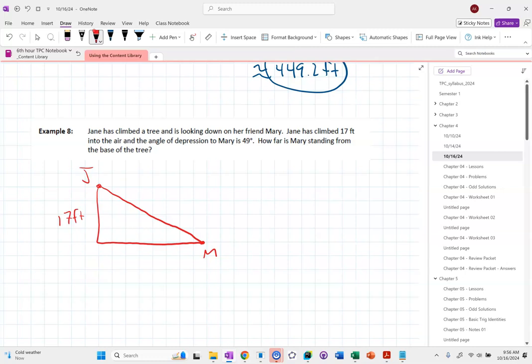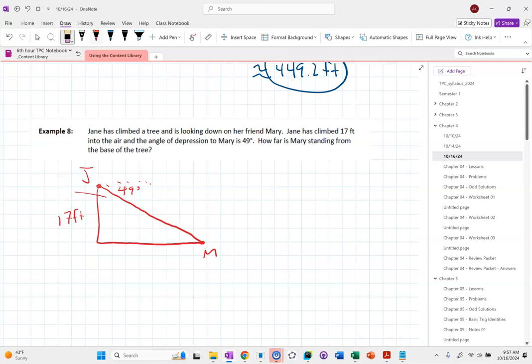So it says the angle of depression is 49. Where's that 49 degrees going to go? So Brody, you're saying right here. This is the most common mistake students are going to make that is incorrect. Remember, Jane is looking forward here. This is like her line of sight. The 49 would go there.